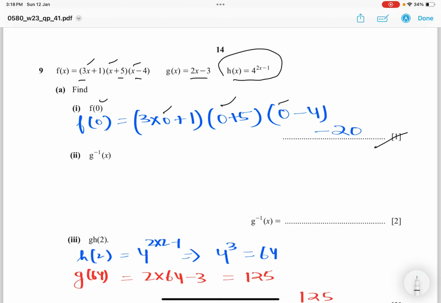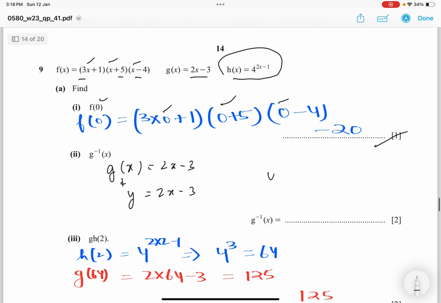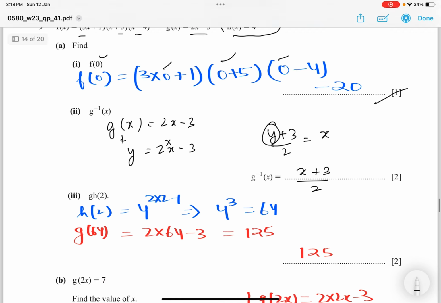So the next part, let me do it for you. So it was g(x) equals 2x minus 3. We will replace this function with y equals 2x minus 3. Now we have to make x the subject. So for making x the subject, we have to send 3 over there. It will be y plus 3. Now 2 is in multiplication. When it reaches there, it will become in division. So x equals to this. We will replace this y with x. So g inverse x equals (x plus 3) upon 2. We got the answer. Very good.